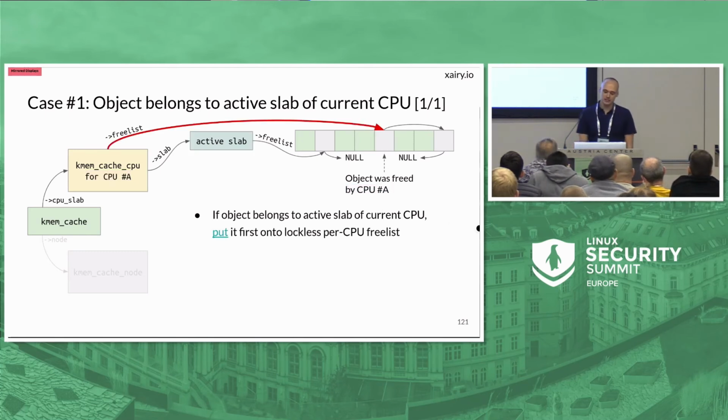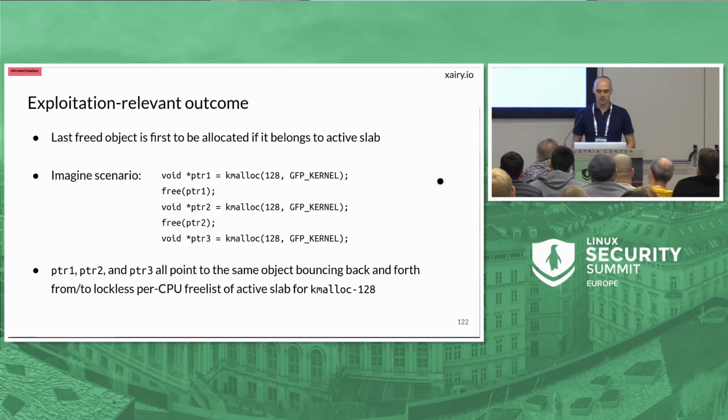In this case, the freeing process works very simply. The object gets put on the lockless per-CPU free list. This is the free list that's used to allocate objects from this active slab on this CPU, and it is also the free list that's used to free the object. So it used to be here, now it's on the lockless free list. Very simple. And now the only exploitation relevant outcome of this that is going to matter to us. Let's assume the following scenario. We allocate one object via kmalloc, we free it. We allocate an object of the same size again, we free it.